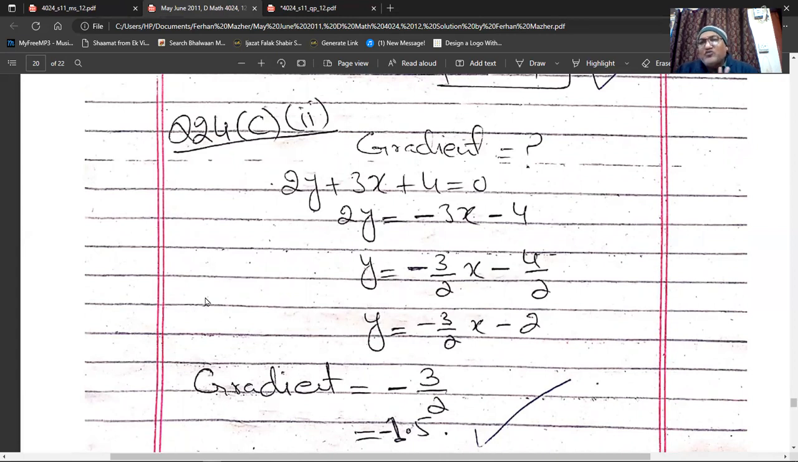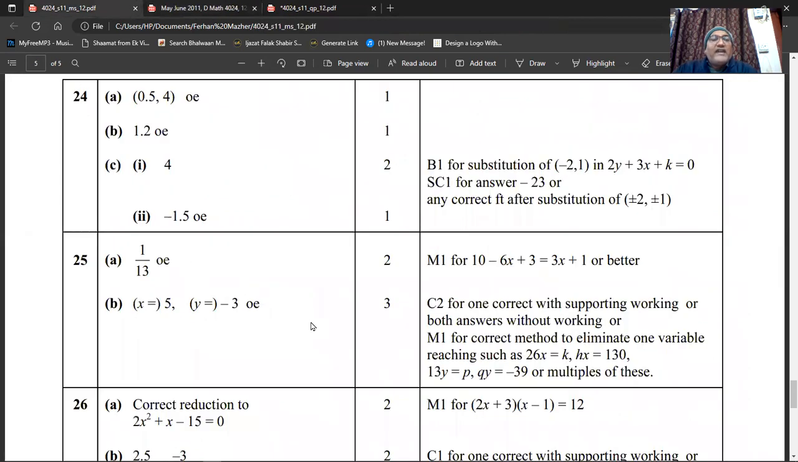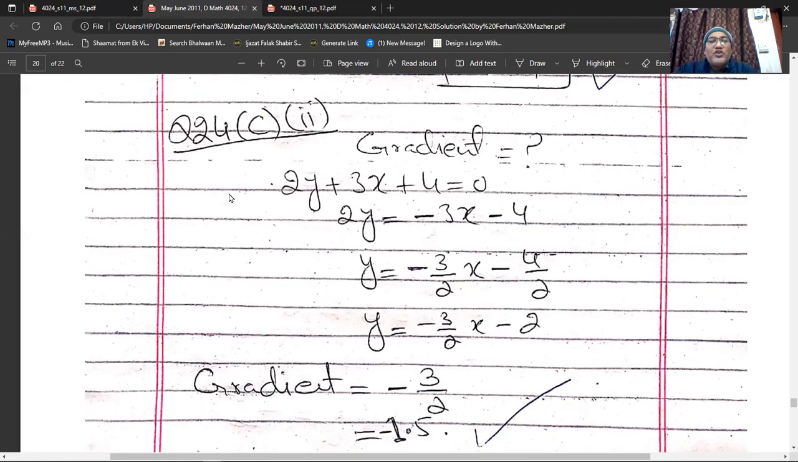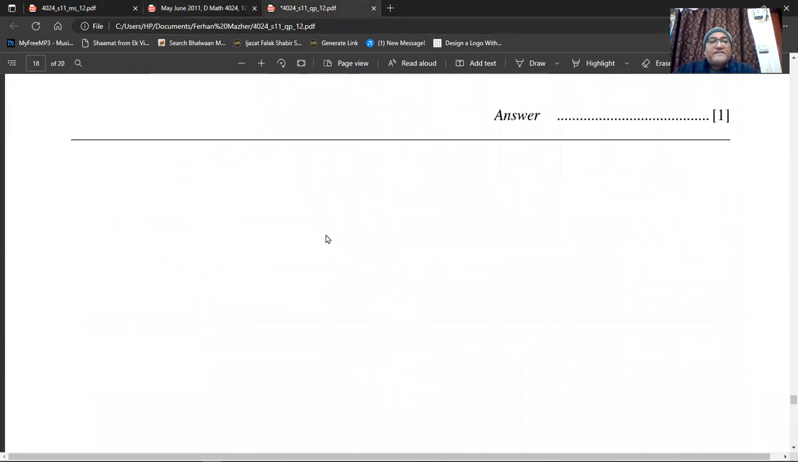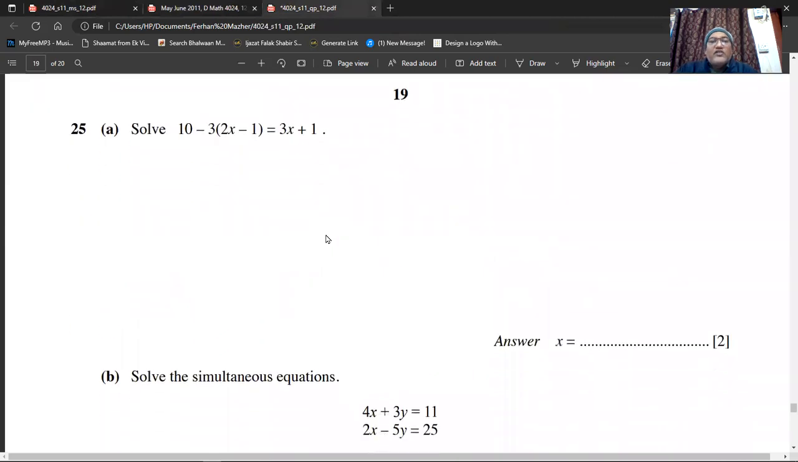So when y is positive and is alone on one side, the coefficient of x on the other side is the gradient of that straight line. So the coefficient of x is minus 3 by 2. So the gradient is minus 3 by 2, that is minus 1.5. Minus 1.5 is the right answer. So this is how you will do question number 24C, second part. I hope you understand. Okay, so we are going to the next question.